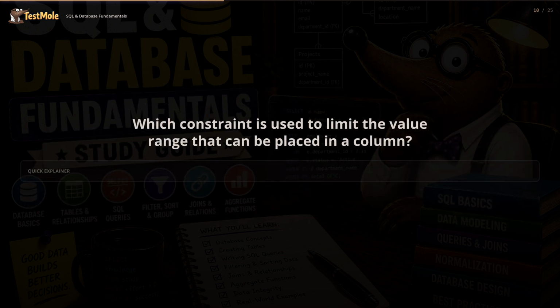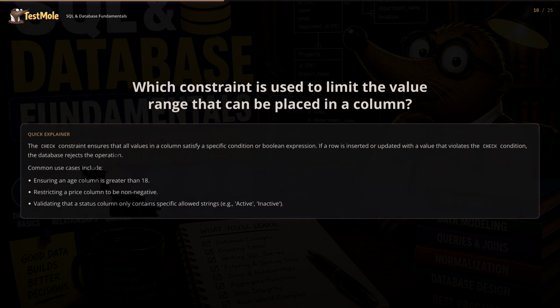Which constraint is used to limit the value range that can be placed in a column? The check constraint ensures that all values in a column satisfy a specific condition or Boolean expression. Common use cases include ensuring an age column is greater than 18, restricting a price column to be non-negative, validating that a status column only contains specific allowed strings, e.g., active, inactive.